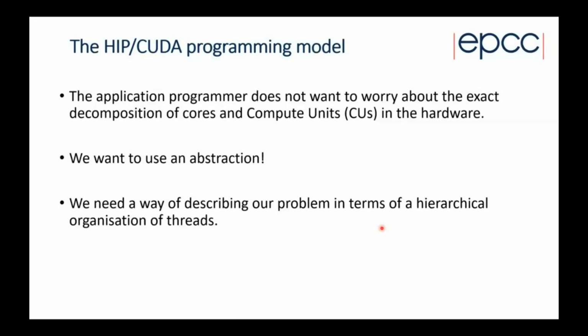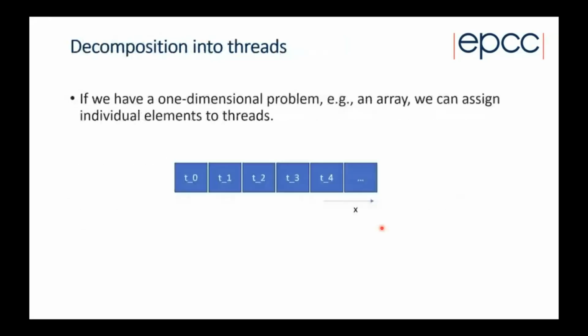What we really want, though, is a way of describing the problem in terms of a hierarchical organization of threads, because that's really what we're going to do to operate on our particular problem. So the way to start thinking about this, if we have a one-dimensional problem, like an array, we can assign individual elements to threads. If I've got an array that I'm going to do the same operation on, each individual data element has no dependency. They can all act and be updated independently. So I just increment every single element of an array by 1. That can all happen at the same time, as long as everyone writes back to the same location, so there's no memory overwriting or race condition problem. That's fine. So we can assign individual elements to different threads, like we see in this diagram. Thread 0 gets array element 0, thread 1 gets array element 1, and so on.